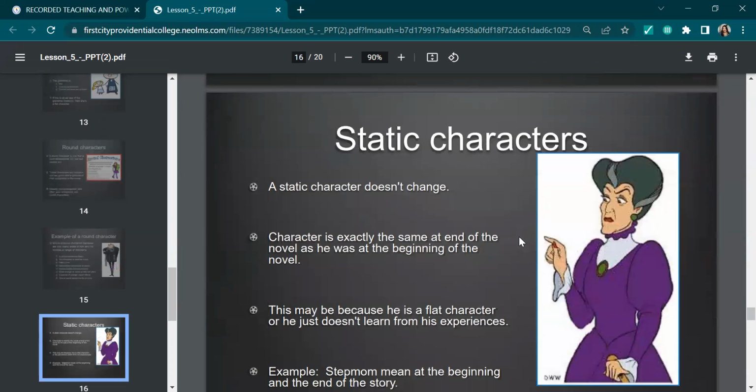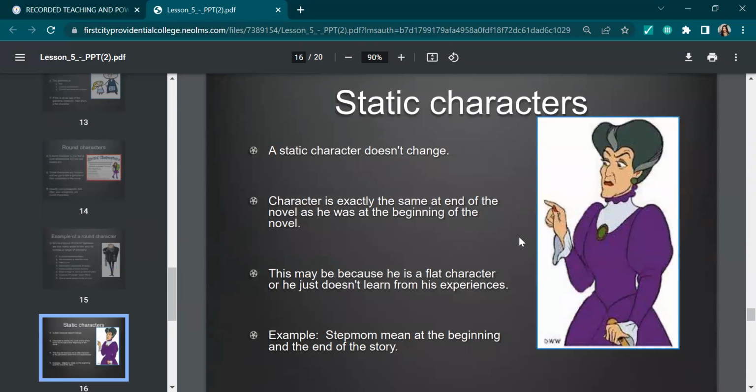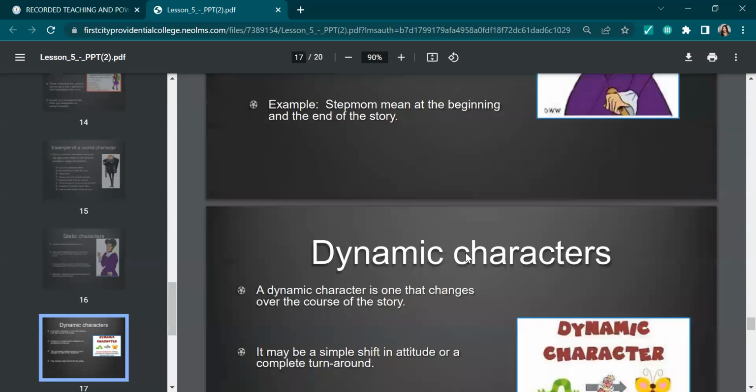All right, next one would be the static characters. They don't change. The character is exactly the same at the end of the novel as he was at the beginning of the novel. This may be because he is a flat character, or he or she just doesn't learn from his experiences. Example, a stepmom who is mean at the beginning and still mean at the end of the story.